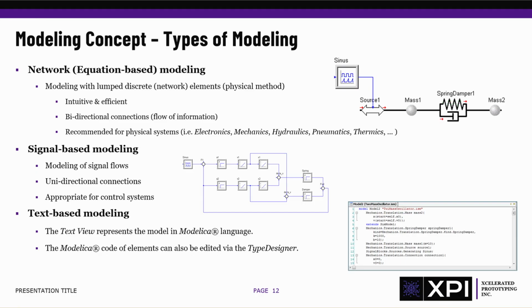The third type of modeling is text-based modeling. If you use the text view, you can represent your model in the Modelica language. Modelica is an open standard language maintained by the Modelica Association. Also, SimulationX has a tool called Type Designer that helps you code your elements in Modelica using a graphical user interface.